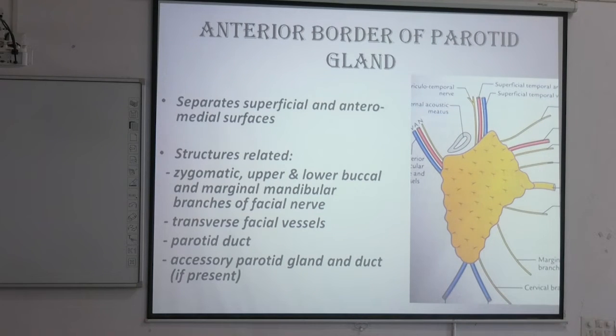The anterior border of the parotid gland separates the superficial and anteromedial surface. Structures related: the zygomatic, upper and lower buccal, and marginal mandibular branches of the facial nerve, the transverse facial vessels, the parotid duct, and the accessory parotid gland and duct, if present.